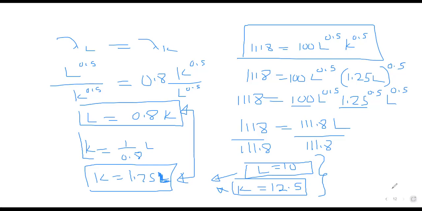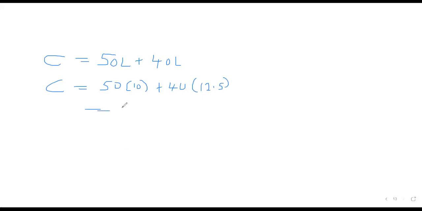Having found the units of labor and capital, they'll ask us to find the minimum cost. The cost we initially had was 50L plus 40K. Now we substitute those figures: where there's L we put 10, and where there's K we put 12.5. In this case, our minimum cost is going to be $1,000. This is our minimum cost.